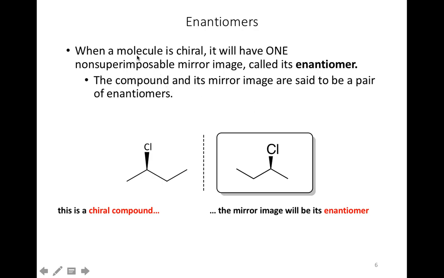All right, now another bit of terminology. When a molecule is chiral, it will have one non-superimposable mirror image, and that is called its enantiomer. And then the two compounds together are said to be a pair of enantiomers. So this molecule has a chiral center. I've got the chlorine, the methyl, the ethyl, and a hydrogen. And so this is a chiral center, so the molecule is chiral. So it is not identical to its mirror image. Because it's a chiral compound, its mirror image is said to be its enantiomer.